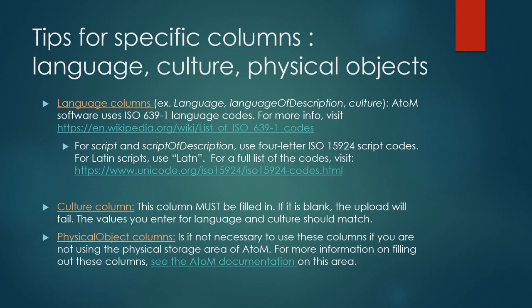Physical object columns, it's not necessary to use these if you're not using the physical storage area of AtoM, so you can just ignore them. If you do want to use these fields in your bulk upload, it's a more detailed process, so I would suggest following the link to AtoM's documentation for more tips on how to fill those 3 columns out.